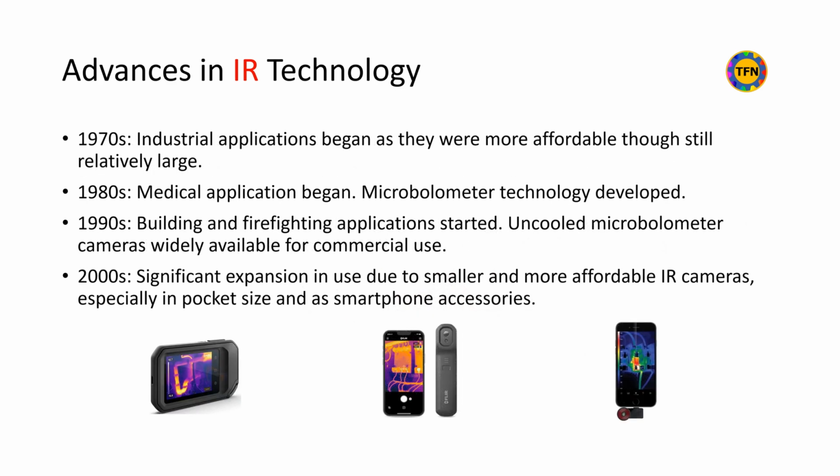Industrial and medical applications started in the 1970s and 1980s as thermal cameras became more affordable. Uncooled microbolometer technology was developed in this period. Uncooled microbolometer technology made thermal cameras more compact and affordable in the 1990s, though still expensive for the general public. Price and size of thermal cameras are continuing to go down at a faster rate since 2000. Thermal cameras are now available in pocket size and as smartphone accessories.